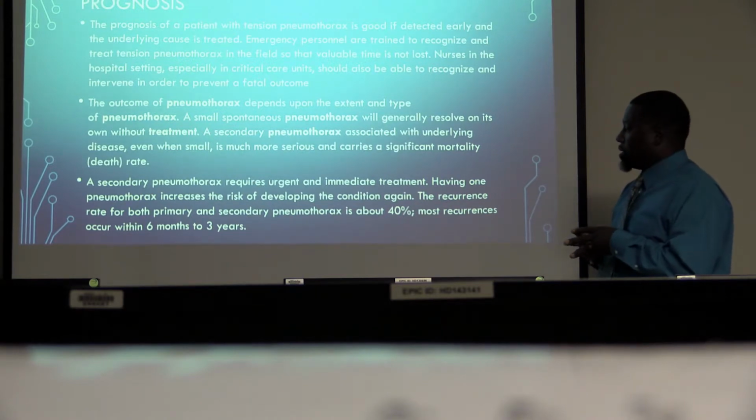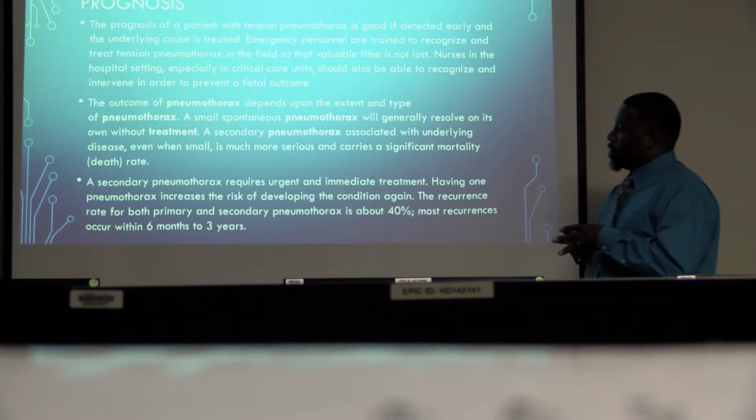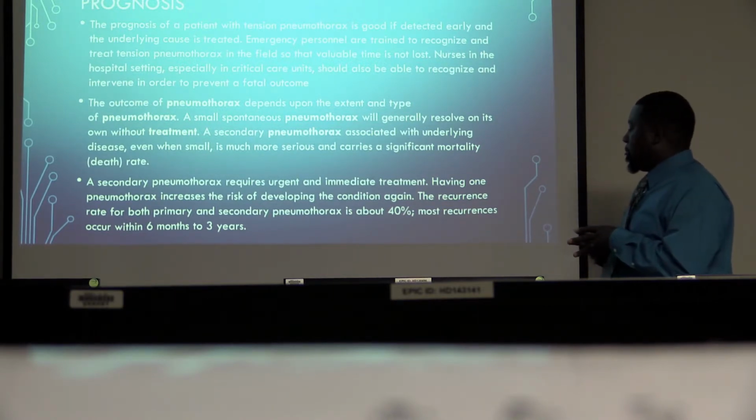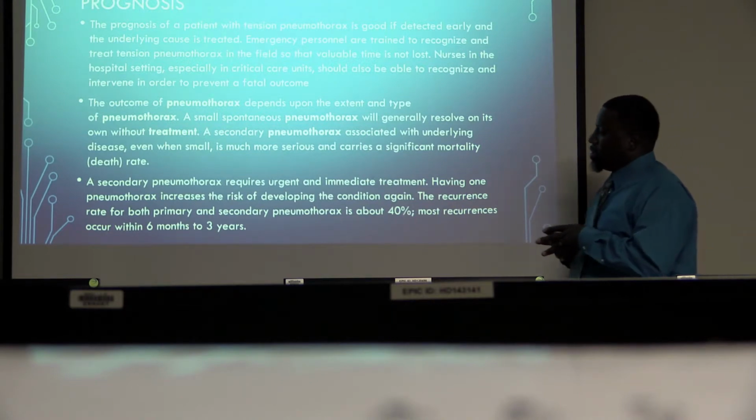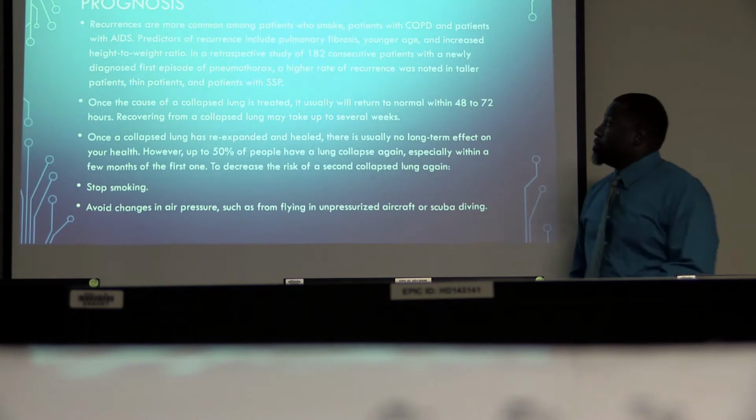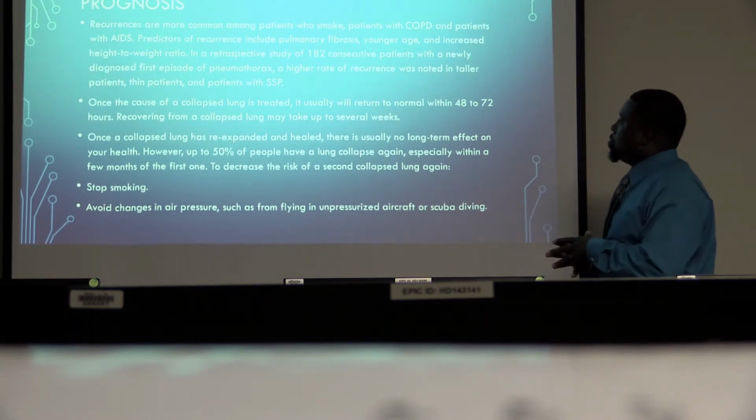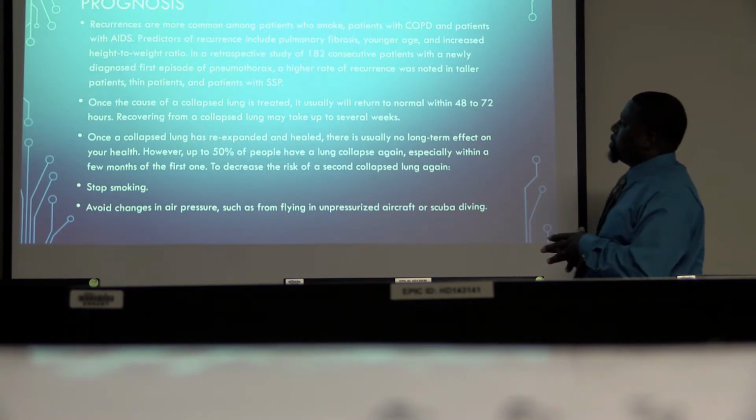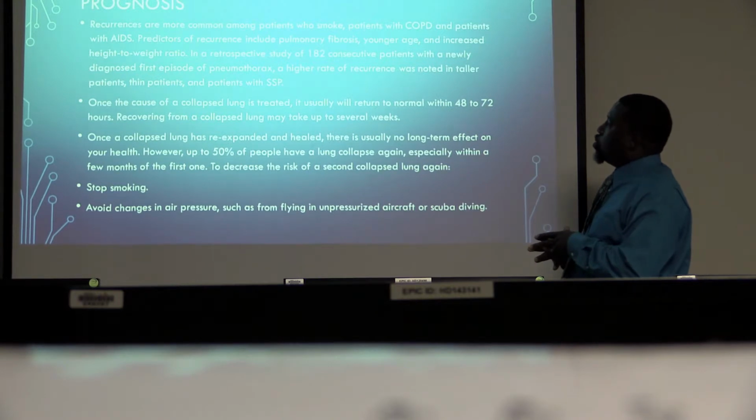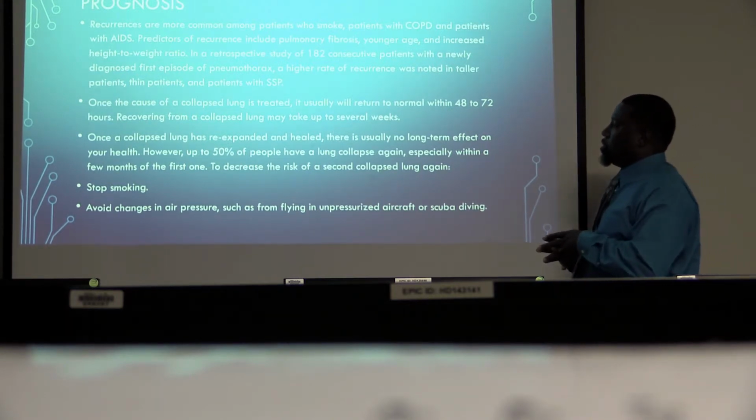Having one pneumothorax increases the risk of developing the condition again. The reoccurrence rate for both primary and secondary pneumothorax is about 40%. Most reoccurrences occur within 6 months to 3 years. Reoccurrences are more common among patients who smoke, patients with COPD, and patients with AIDS. Predictors of recurrence include pulmonary fibrosis, younger age, and increased height to weight ratio.